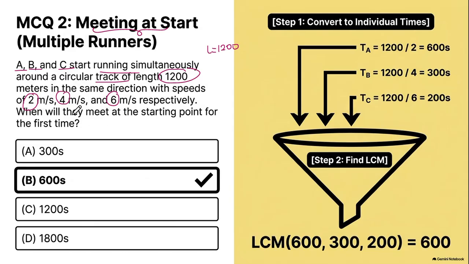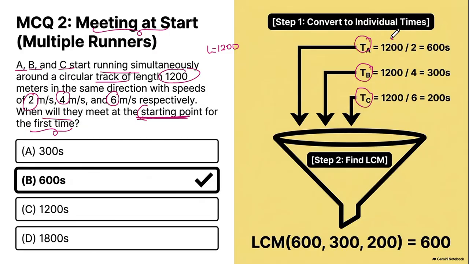And we have to find out when will they meet at the starting point for the first time. Okay, so now the question is when they will meet on the starting point. In that case, first of all, we have to find out the particular time of runner A, runner B, and runner C. So how to find the time?